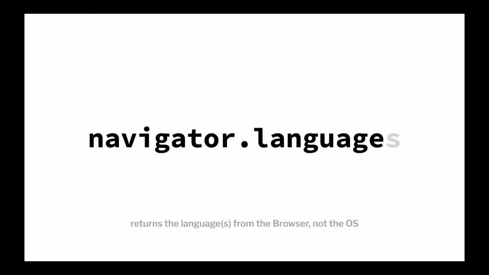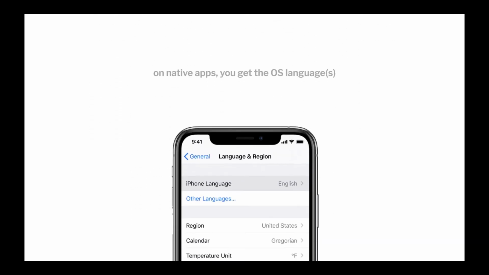So navigator.language returns the browser's languages, not the operating system languages. This is in contrast to native applications, mobile applications or desktop applications, where because you have a native application that runs on the operating system, basically you get access to the languages from the operating system. I've used this in React Native, so I know this applies to React Native, and I guess the same applies to Electron applications as well.